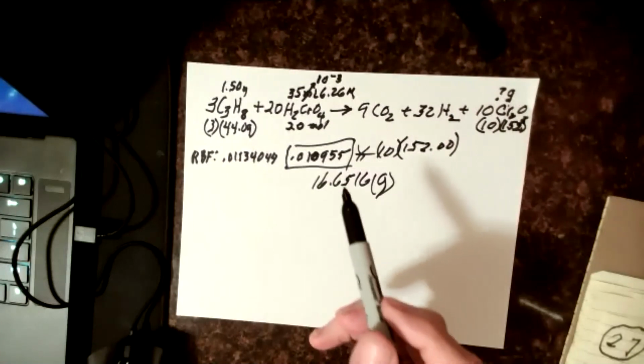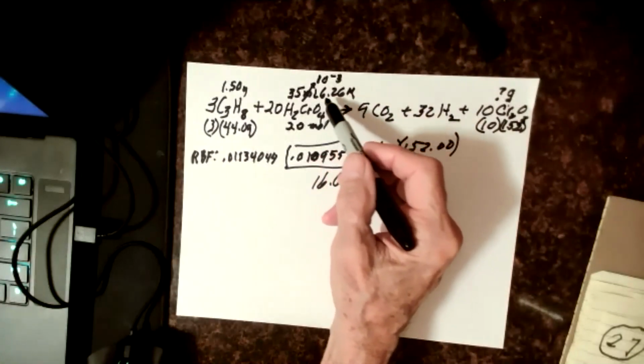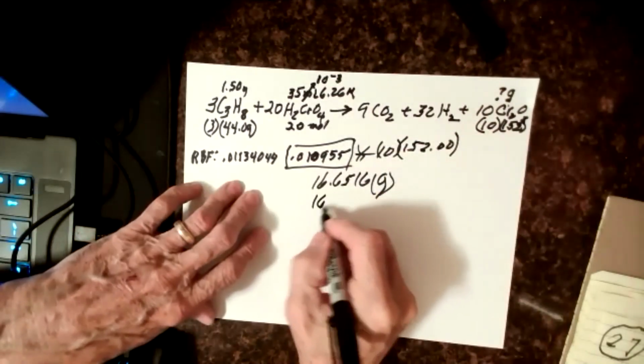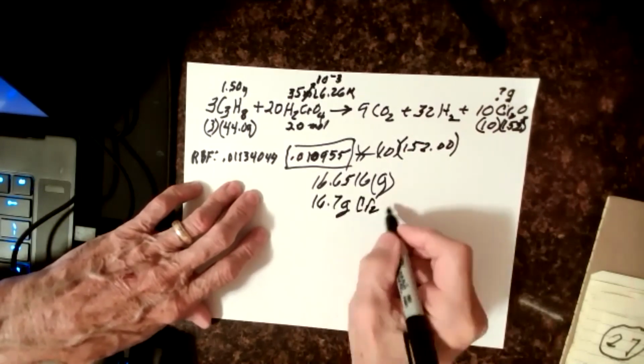If I'm rounding off, that is 3 significant figures in my problems. The volume was 35 milliliters, that's 3 significant figures. The molarity is 3 significant figures too. So I would round off to 16.7 grams of Cr2O3.